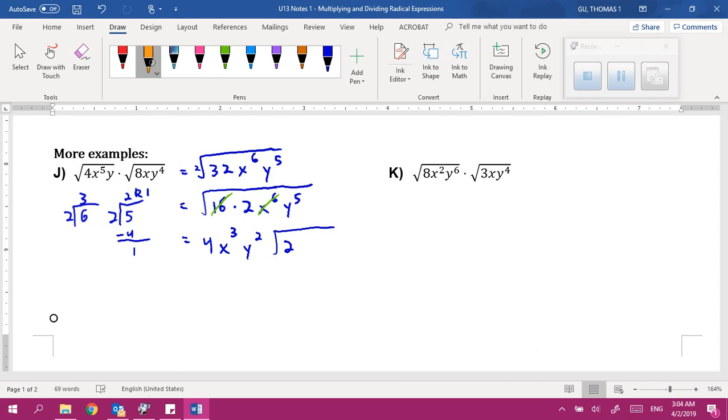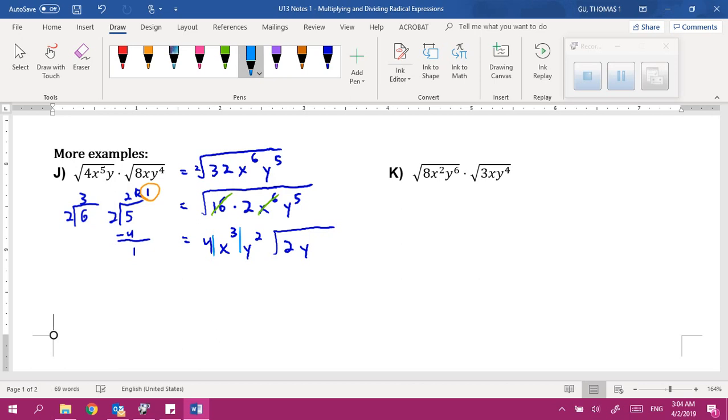And the y, when I divided the 5 by 2, I had a remainder of 1. So on the inside, it's going to be y to the first, which is just y. So my answer here is not complete yet because, remember, this is an even index. And on even indexes, we're just looking for the positive answers, right? So in order to make all of these answers positive, I have to put absolute values around my odd exponents.